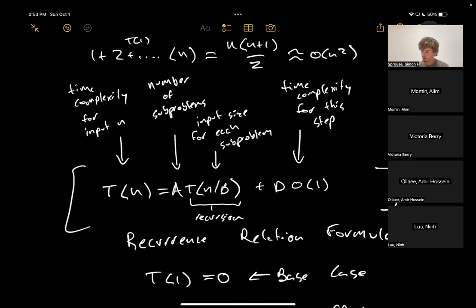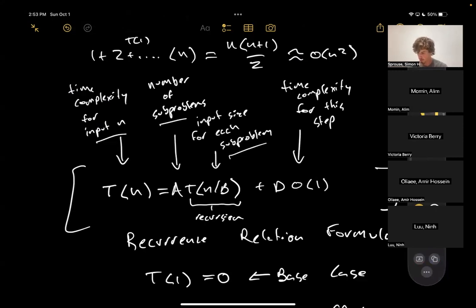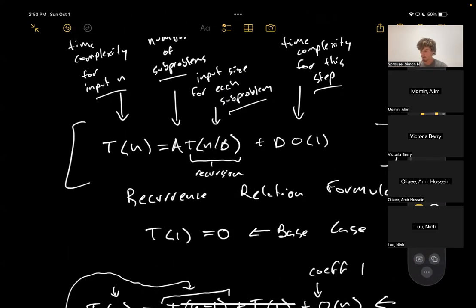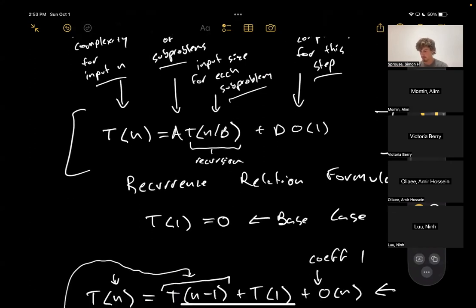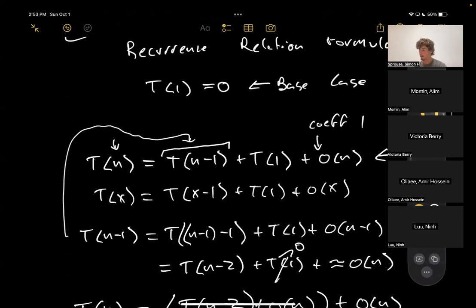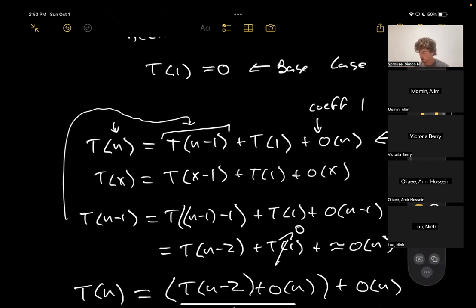The recurrence relation is going to be a general formula which looks something like this, which is the time complexity for input n, the number of subproblems, the size of each subproblem, and the complexity for each step. Given that this is your general case, this doesn't have to be division in here. This could be subtraction, whatever it is. This is our attempt at defining a general case for the best case.